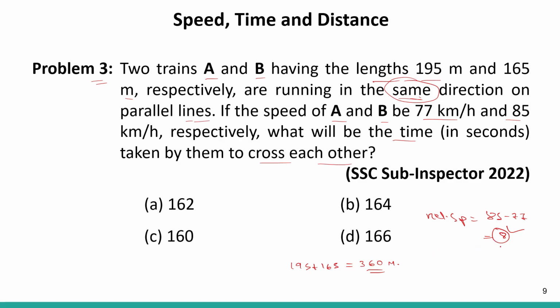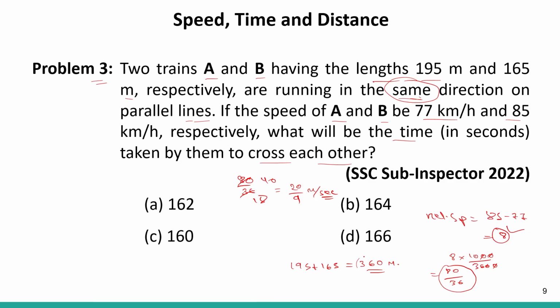So converting this 8 km per hour to meter per second, it will be 8 into 1000 by 3600. Cancelling the zeros out, what we are left with is 80 by 36. So 80 by 36 will be the answer, which will be 40 by 18, so 20 by 9. This much amount, 20 by 9 meter per second, will be the relative speed of the trains.